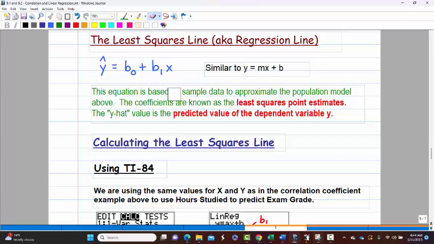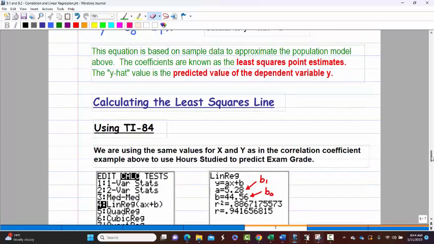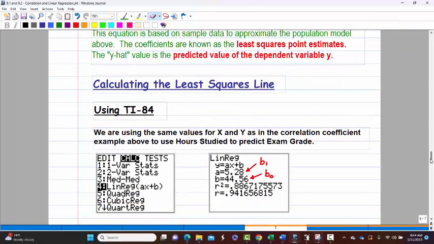So just be careful, because you could have questions, whether it's homework or exam, where it could be the other order. So that means the b1 is the same as the m, which is the slope, and the b0 is the b, which is the y-intercept. So you'll see how I have these answers written both ways. I'll show you, you'll see here in a minute.